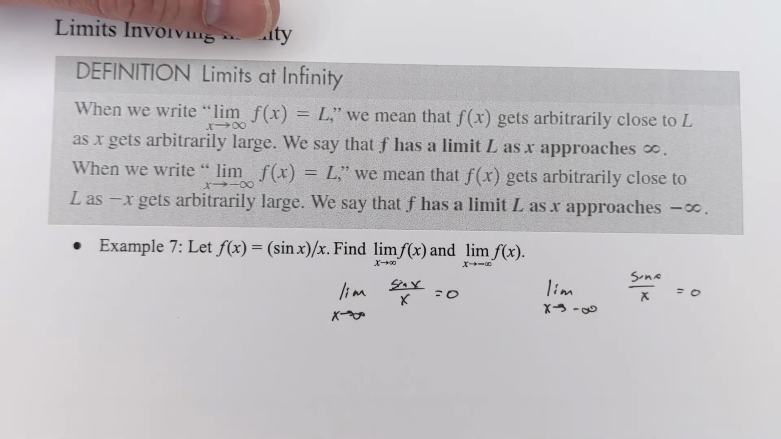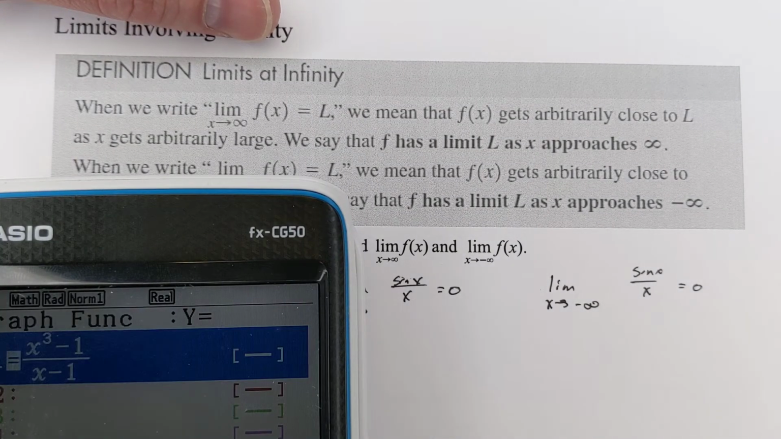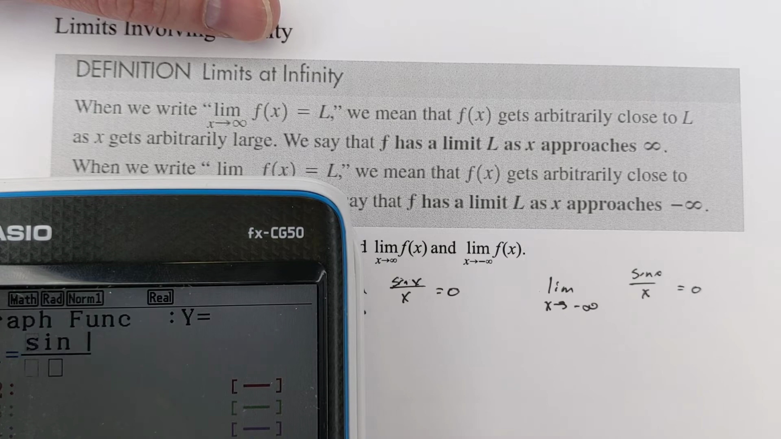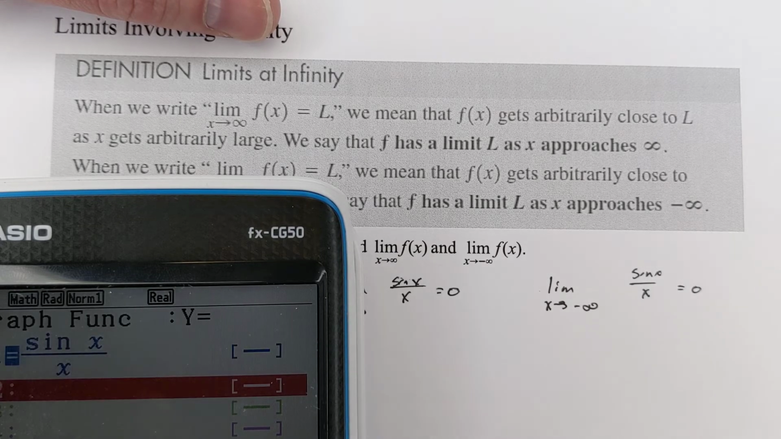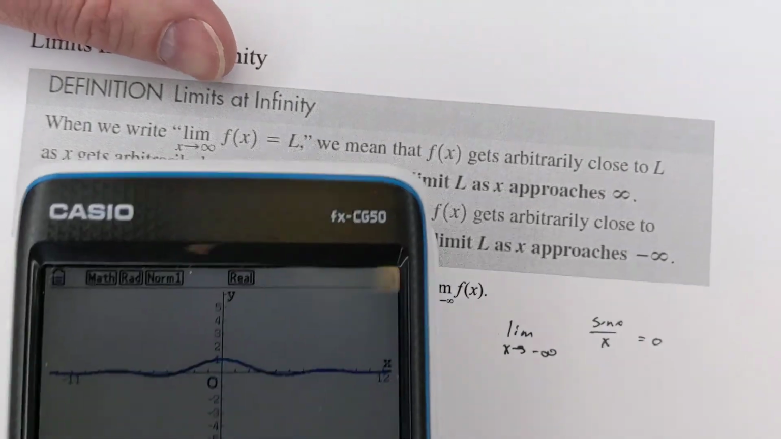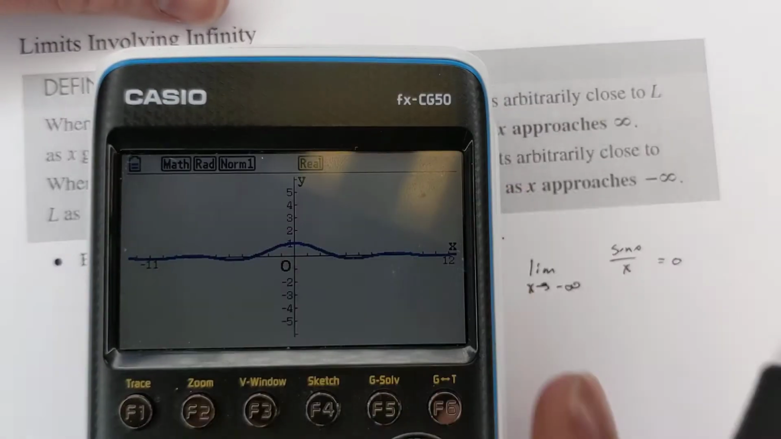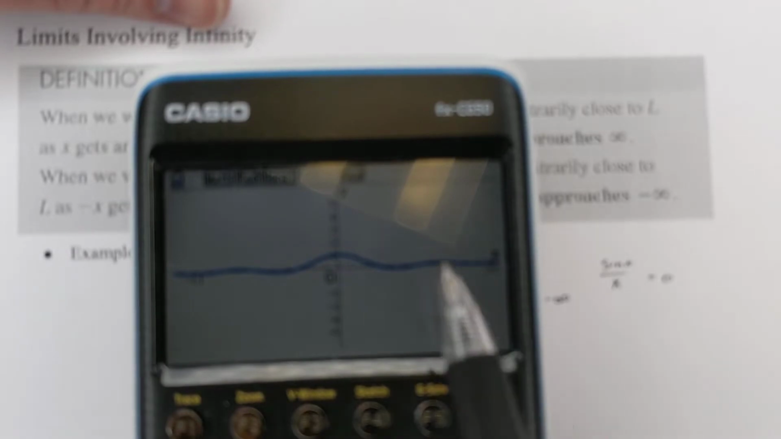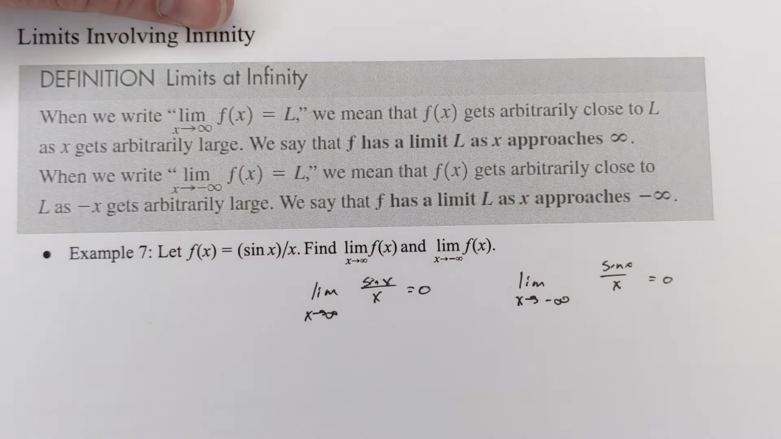If you look at the graph of sine x over x, we'll zoom out a little bit. x approaching infinity means you're going off the graph to the right. Anyway, it's getting really close to 0 as you go off to either side. Positive infinity is off to the right, negative infinity is off to the left.